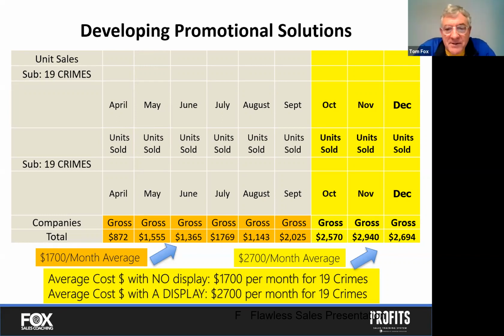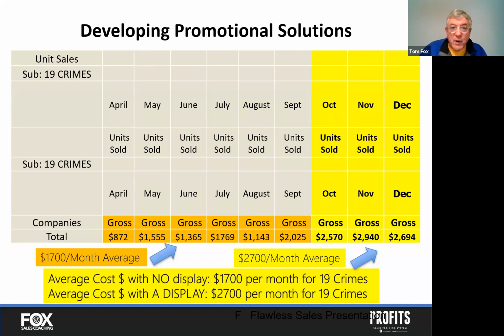That's our baseline business. The cells in yellow highlight when we were given a display. We were able to generate significantly more sales, to the tune of $1,000 more, which is over a 50% lift off of that $1,700. So if we were trying to generate a 3-month promotion in this one particular account, that's $3,000 more in sales they could generate if they were to incorporate our solution.